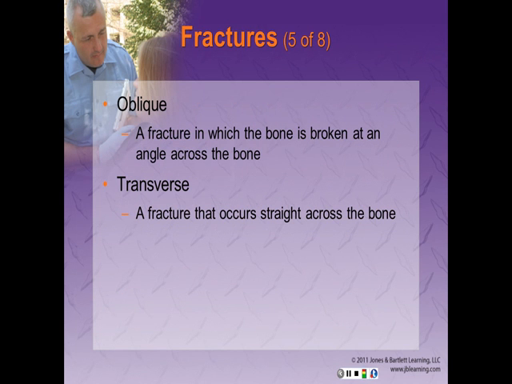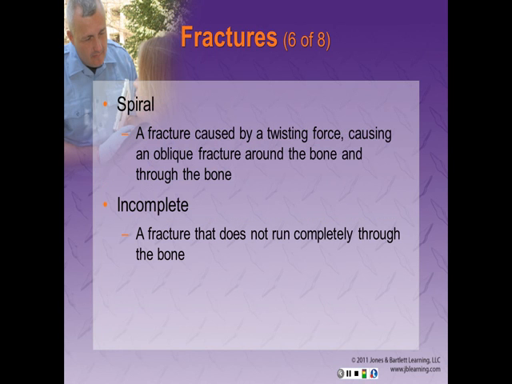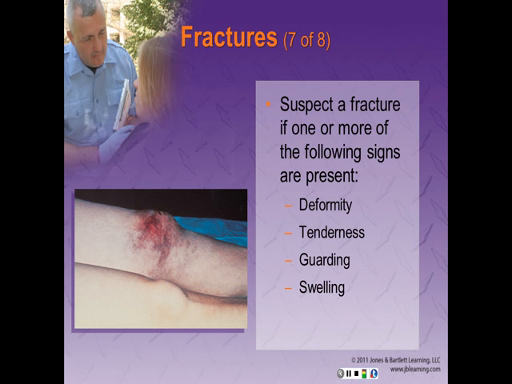A transverse fracture occurs straight across the bone, and this is the result of a direct blow or a stress fracture caused by prolonged running. A spiral fracture is caused by a twisting force, causing an oblique fracture around the bone and through the bone. This is often the result of child abuse in very young children. An incomplete fracture is a fracture that does not run completely through the bone, very similar to a greenstick fracture.